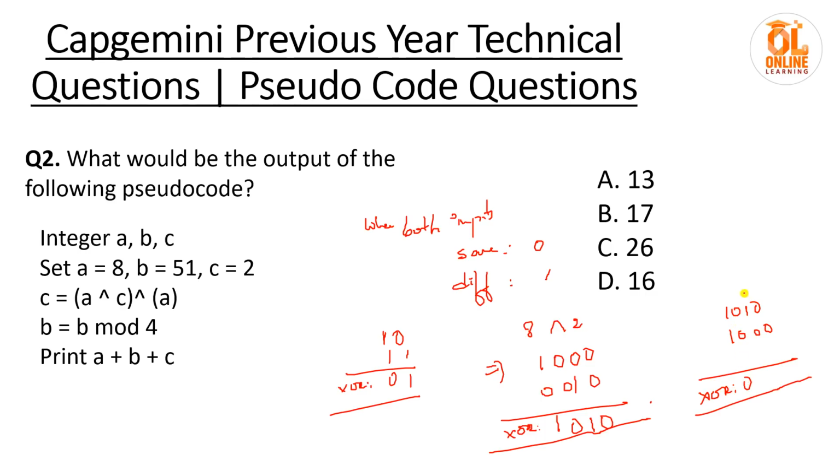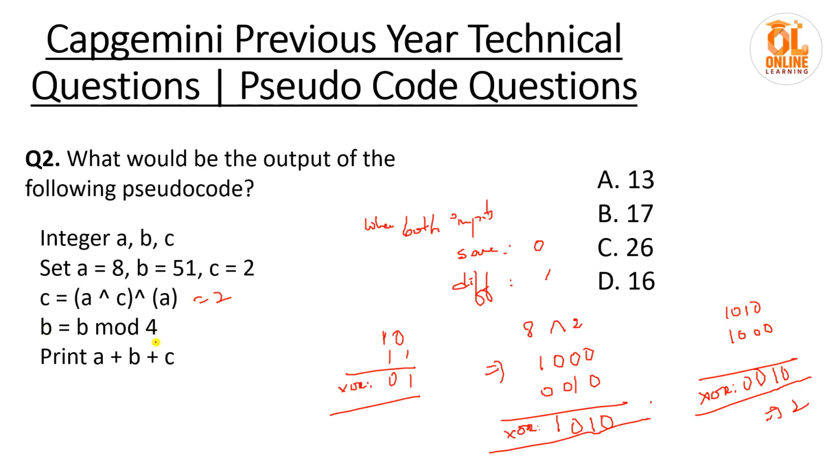1 0 1 0 and 1 0 0 0. If both are same, 0, and where both are different, we have 1 here. So 0 0 1 0 which indicates 2. So finally 2 will be stored in C.